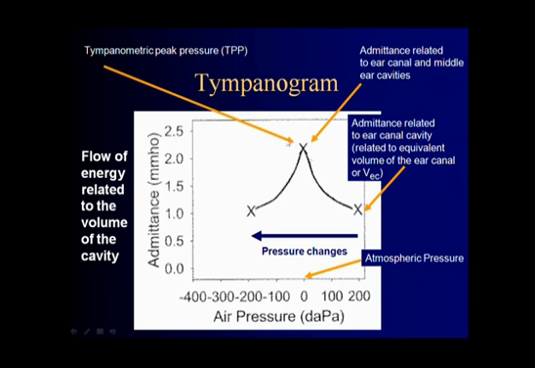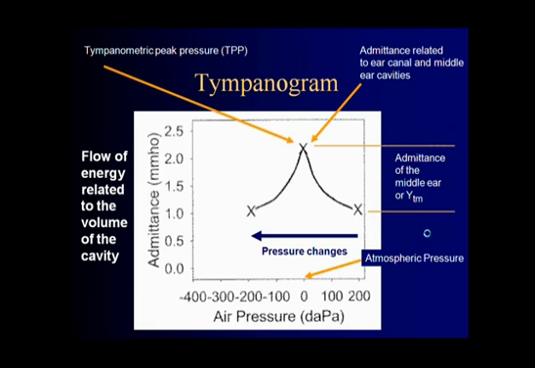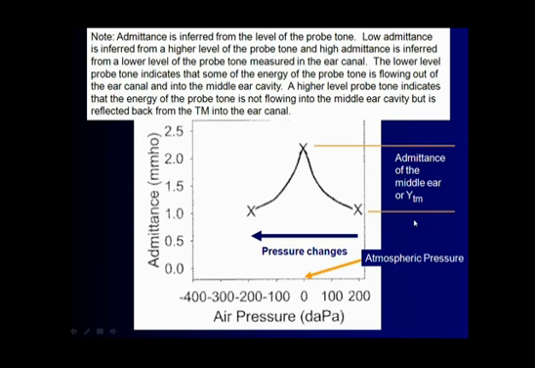This is also called the tympanometric peak pressure right here. So that's the pressure for the peak of the tympanogram. Okay. This is admittance of the middle ear, or it's also called YTM, so the difference between this point and that point. Well, let's see, and this is everything I just said.